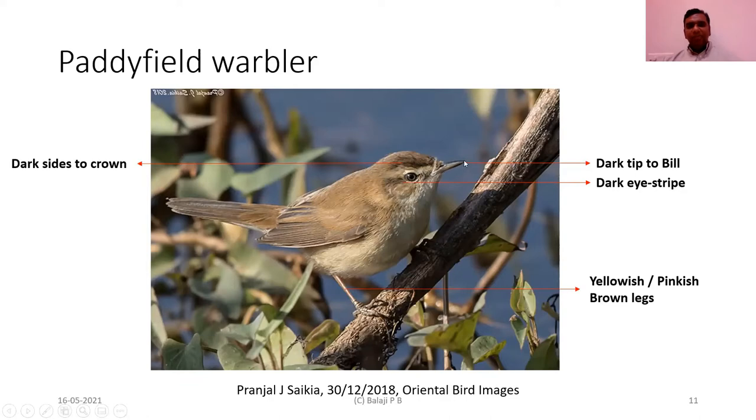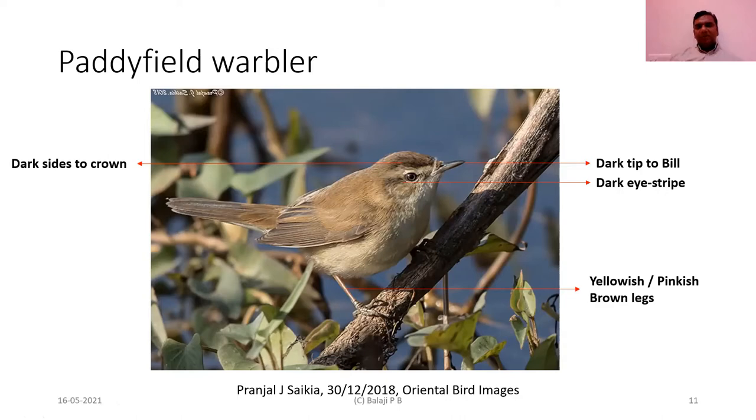And the tip of the beak is dark with respect to the paddy field warbler. And it has yellowish or pinkish brown legs. So these are some of the identification pointers for a paddy field warbler. And if you look at the tail, the outer tail feathers are also quite dark. So dark sides to the crown, dark eye stripe, dark tip to the bill, and dark outer tail feathers. So also a few of the things that we need to keep in mind.